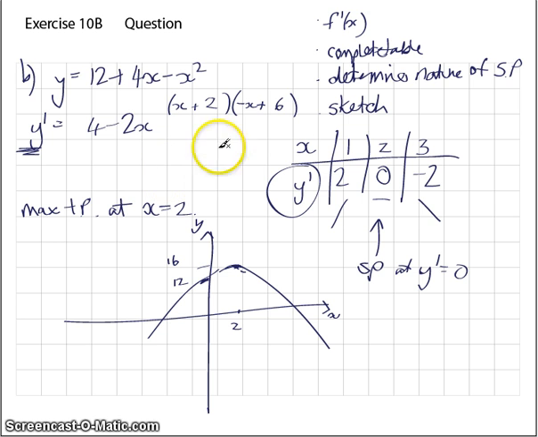I still need to find the x-intercepts here. And to find the roots, what we're going to do is factorise this quadratic, and I've done that here. I'll see I've got a root here at minus 2 and a root here at 6. So there we are.